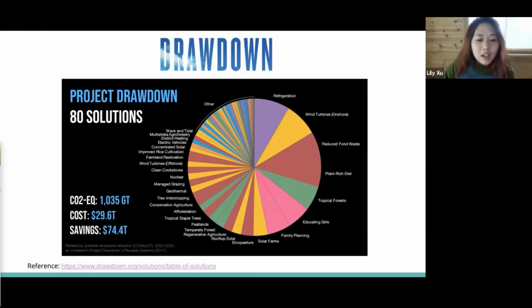And what is particularly notable about Project Drawdown that we really appreciated as a group, is they take a very quantitative analysis looking into the potential climate benefits of each solution. So they look specifically at the reduction in carbon emissions in the CO2 equivalent shown here for each of these solutions. So this pie chart is highlighting what the most beneficial solutions are in terms of carbon reduction. So we'll see here that refrigeration is the number one, but there are also many things that we wouldn't think of as immediate climate solutions, such as educating girls and family planning.